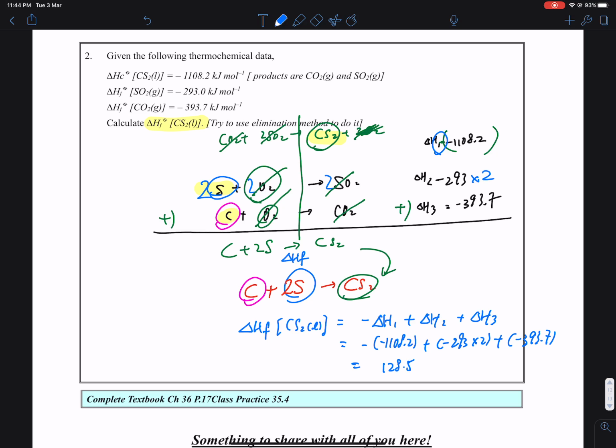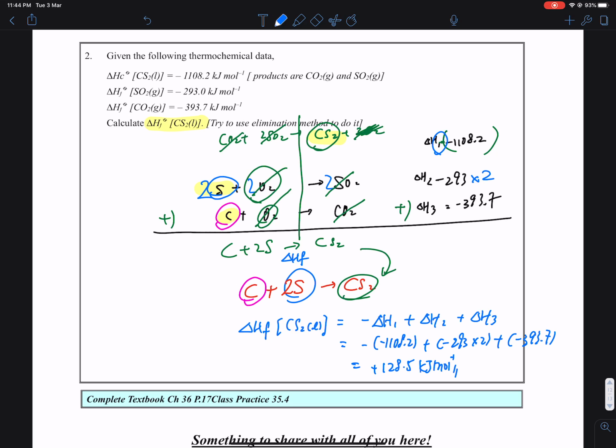128.5. Don't forget the positive sign, because we are talking about enthalpy change. It is just like temperature change or change in the index of the stock market. You have to show whether it is increasing or decreasing. If we don't use the sign to show increase or decrease, it actually means nothing. So it's positive 128.5 kilojoule per mole. Don't forget the unit as well.